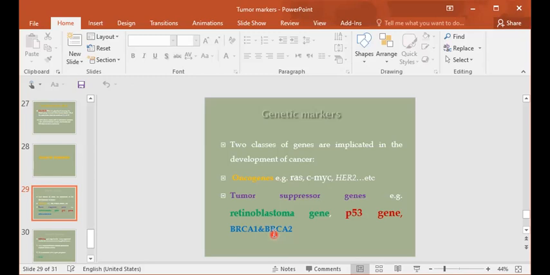So BRCA1 and BRCA2 are one of the important genetic markers, and these are inherited genetic mutations, and they are responsible for inherited types of cancers like cancer breast and cancer ovary. Also, HER2 is a genetic marker, very important when we do the pathology of cancer breast. And if we find that this HER2 is positive in the biopsy of the tumor after it's been removed, it's a very important prognostic marker, and it affects the treatment.